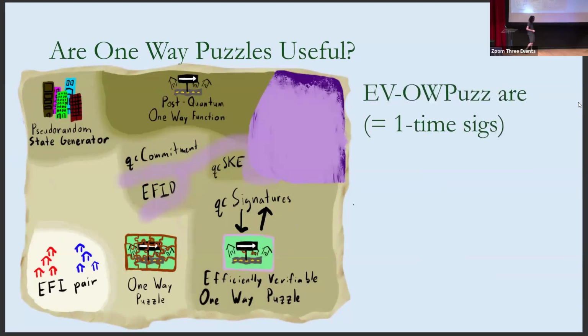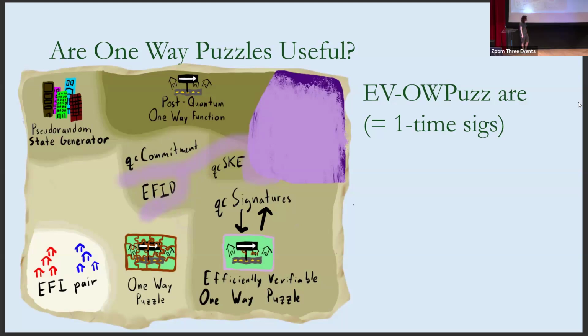Okay, it turns out also that efficiently verifiable puzzles themselves are indeed useful, at least somewhat, in the sense that we can build at least one-time signatures from efficiently verifiable one-way puzzles. I'm not going to go through this here, but for those who have seen Lamport's scheme, it's essentially just that.